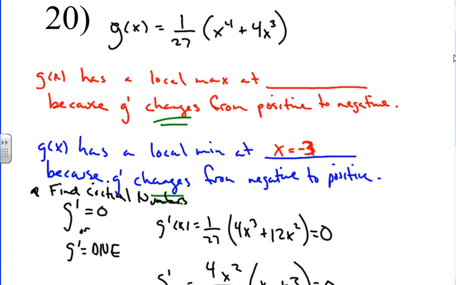My local max, I don't have any. g of x does not have a local maximum, because g prime does not change from positive to negative anywhere on the interval. So, well, let's check this out.